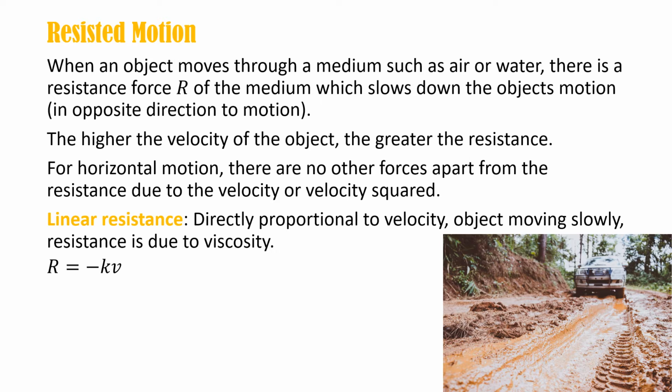So the first one is linear resistance. All right, so this is where it's directly proportional to the velocity. This is when objects are usually moving on the slower side, and then that resistance is due to some sort of viscosity of the medium. So for example, if we are traveling through something sticky, that's going to slow down the velocity.